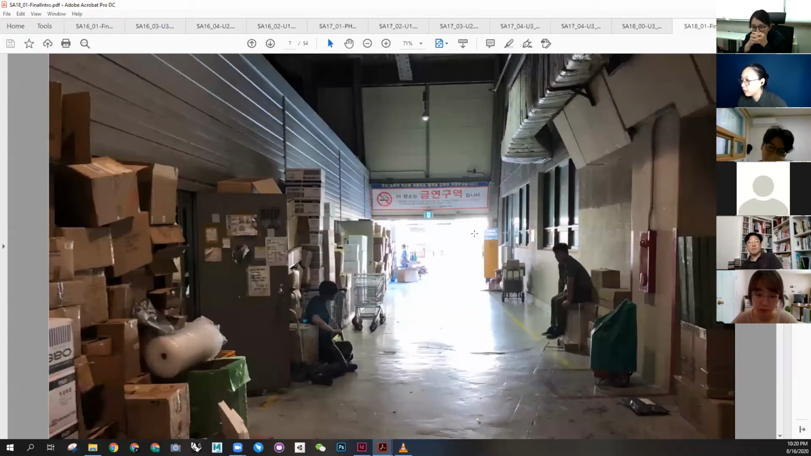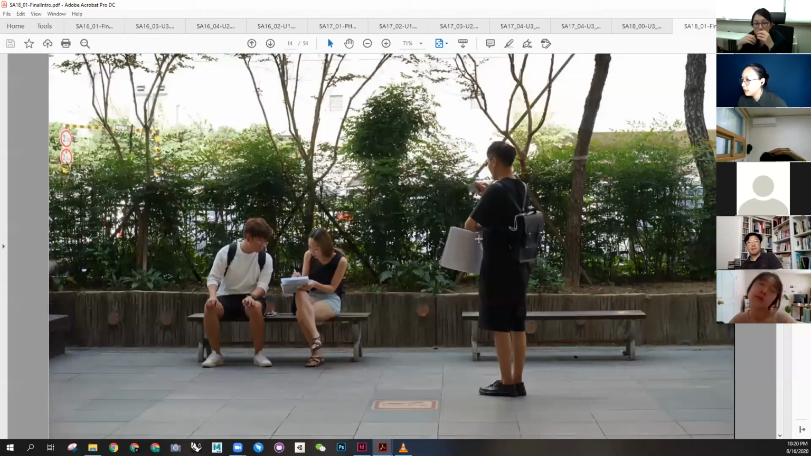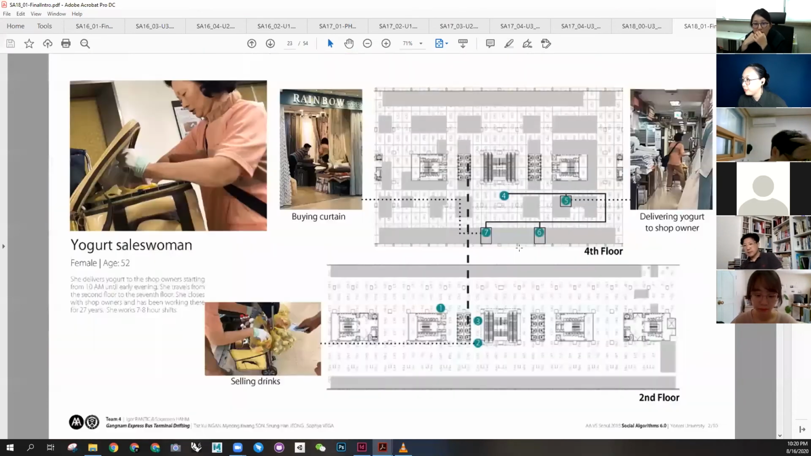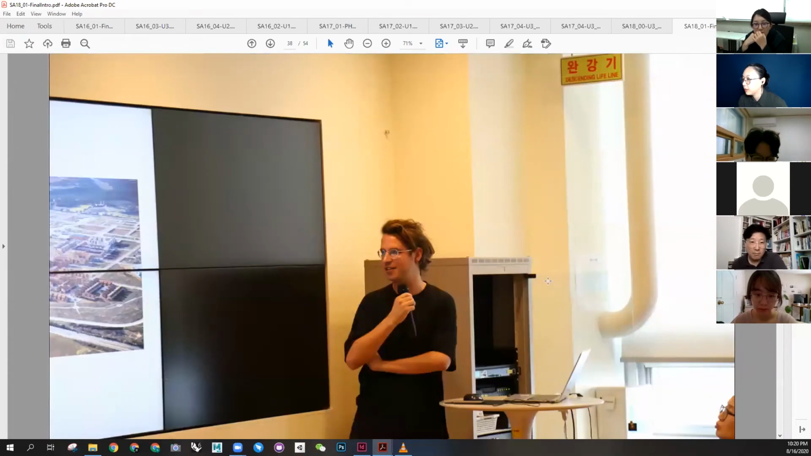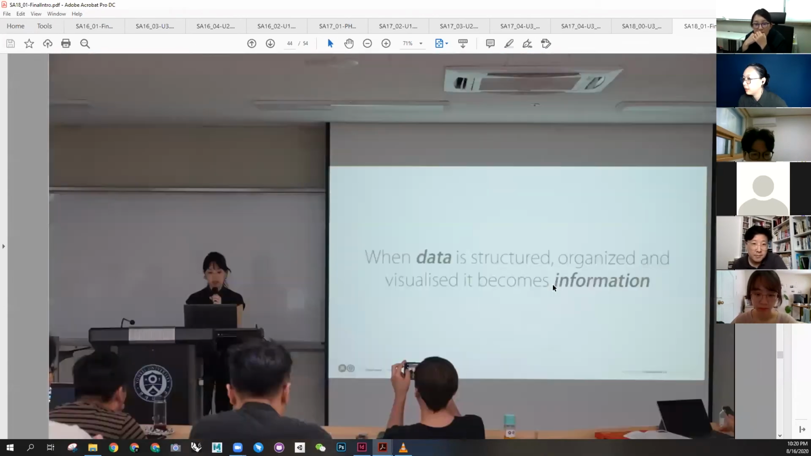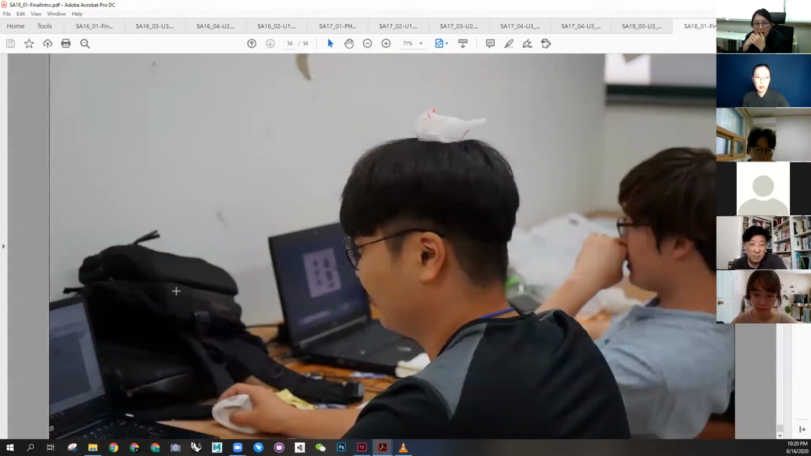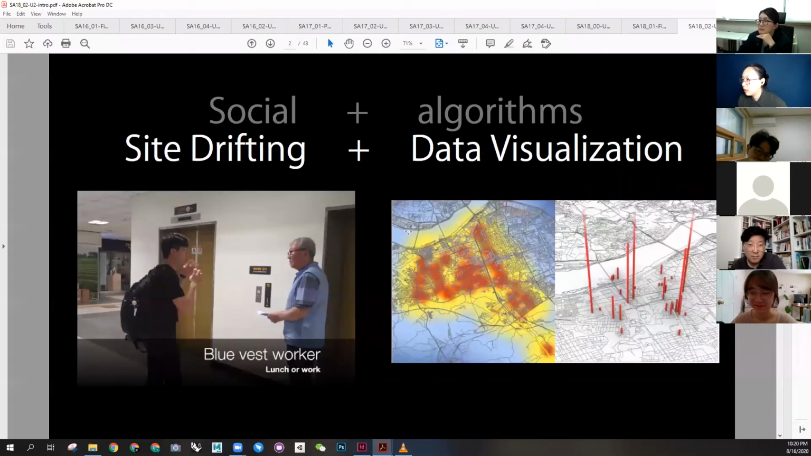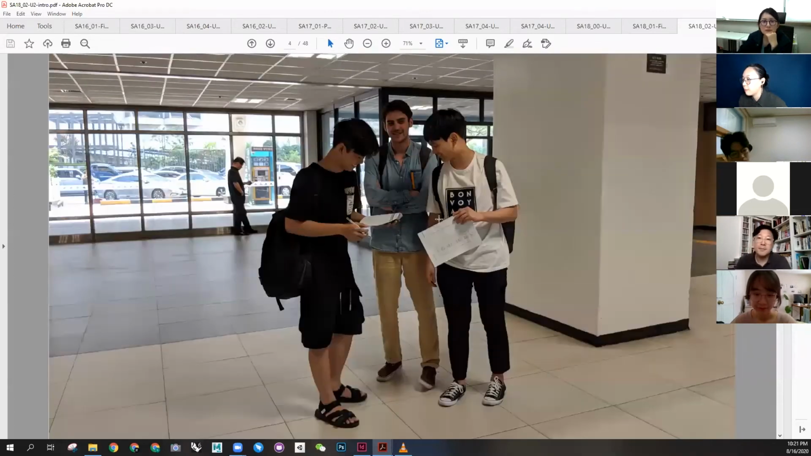This is an overview of how this building looks, just some photos. I'll just go through it quickly. So these were some overview. And in my unit, we were using this method. We have used the data visualization method.